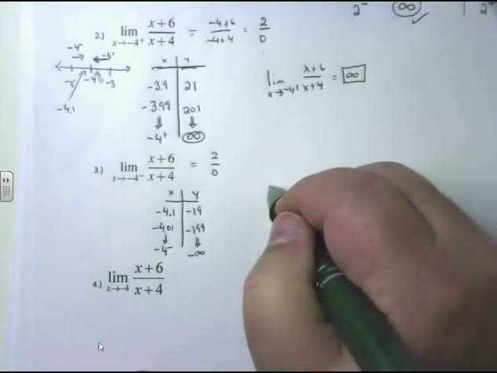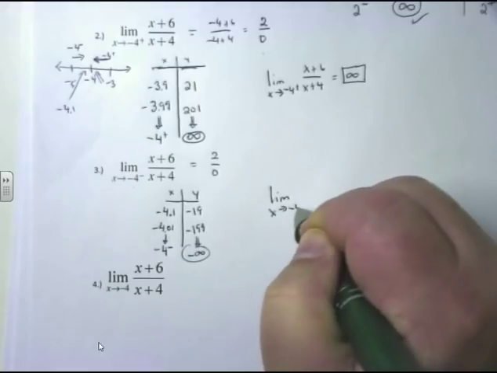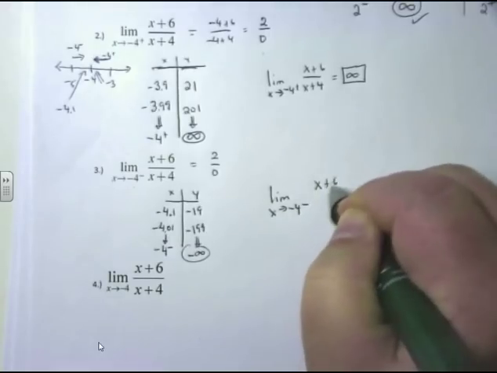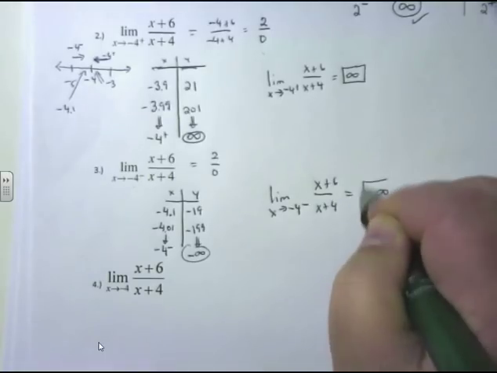Therefore, I can state this, that the limit as x approaches negative 4 from the left of x plus 6 over x plus 4 is equal to negative infinity.